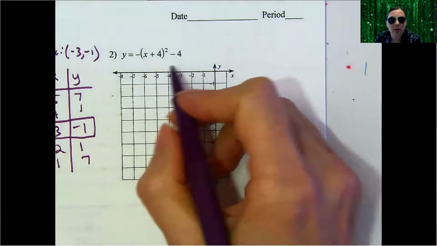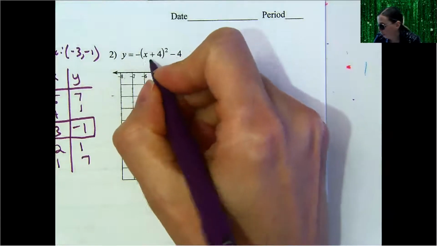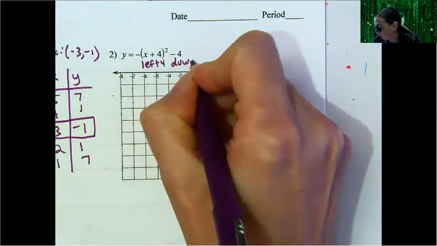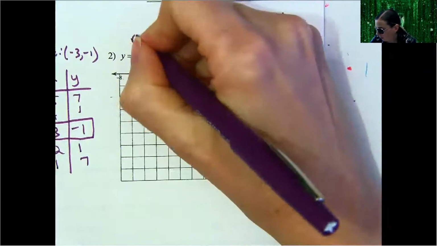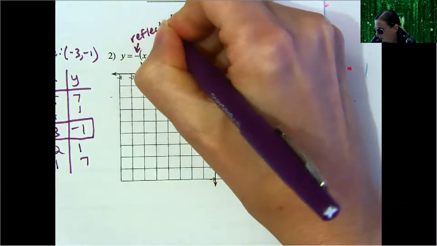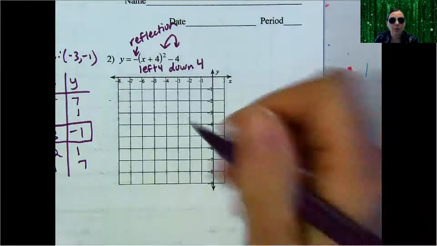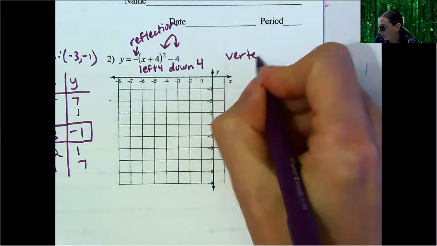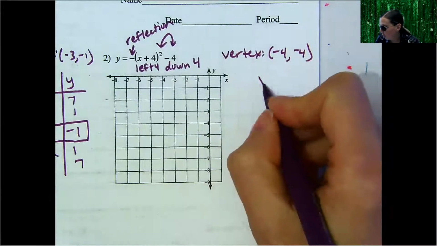Again, you want to focus on what's inside. So this is going to be opposite. So we're going to go left 4, down 4. Just to review with you, this in front, that negative, that's going to flip it, right? That causes a reflection. So this U is going to be upside down when we're done. All right, so if we're going left 4, down 4, that's going to be our vertex. Left 4, down 4.